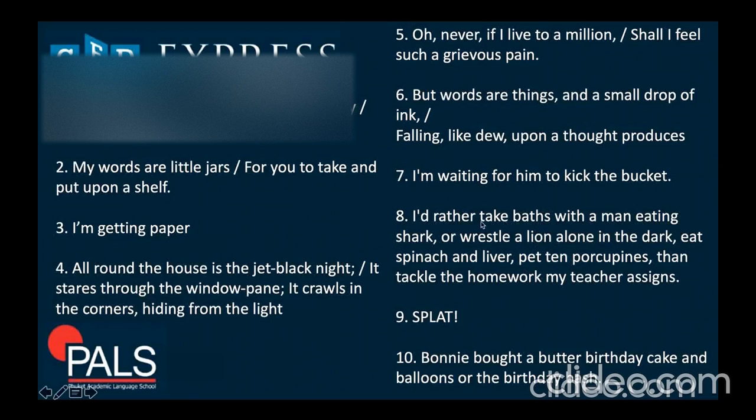It's an overreaction or an overstatement of something, that you would rather take baths with a man-eating shark, wrestle a lion alone in the dark, eat spinach and liver, which some people do. I think they do here, at least in the Philippines where I'm from. Pet 10 porcupines, then tackle the homework my teacher assigns. That is a hyperbole, an exaggeration of not wanting to do something so much that you would rather be eaten or be at risk of swimming with man-eating sharks. But that's not how sharks are.